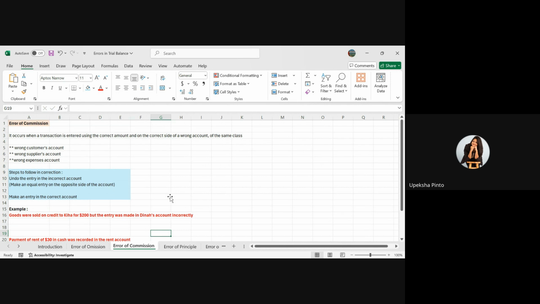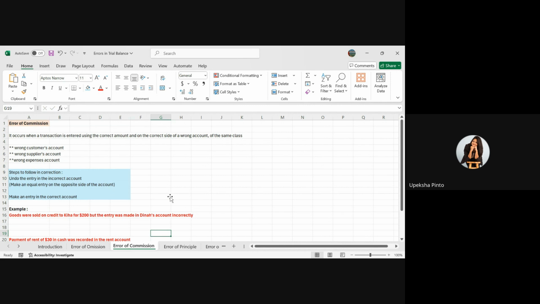What are your classes? We have referred to five elements in accounting, right? It may be a wrong asset, or a wrong liability, a wrong capital, or a wrong income, wrong expense, right? You have the five elements now. So basically, this is easy to understand. For example, an error of commission is when you sell goods to Diana and you record it in David's account, something like that, right? You have mistakenly recorded it in someone else's account, but both are in the same category.